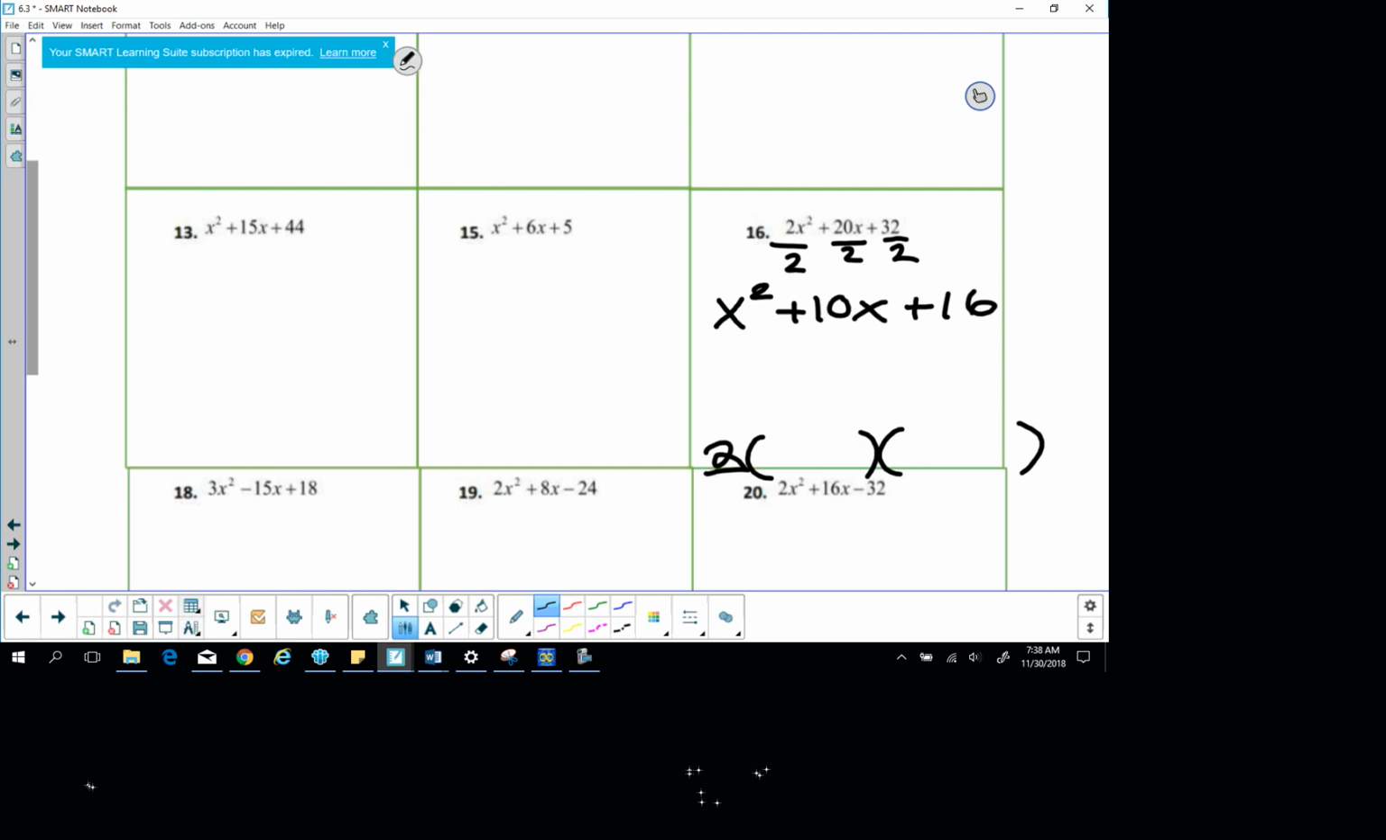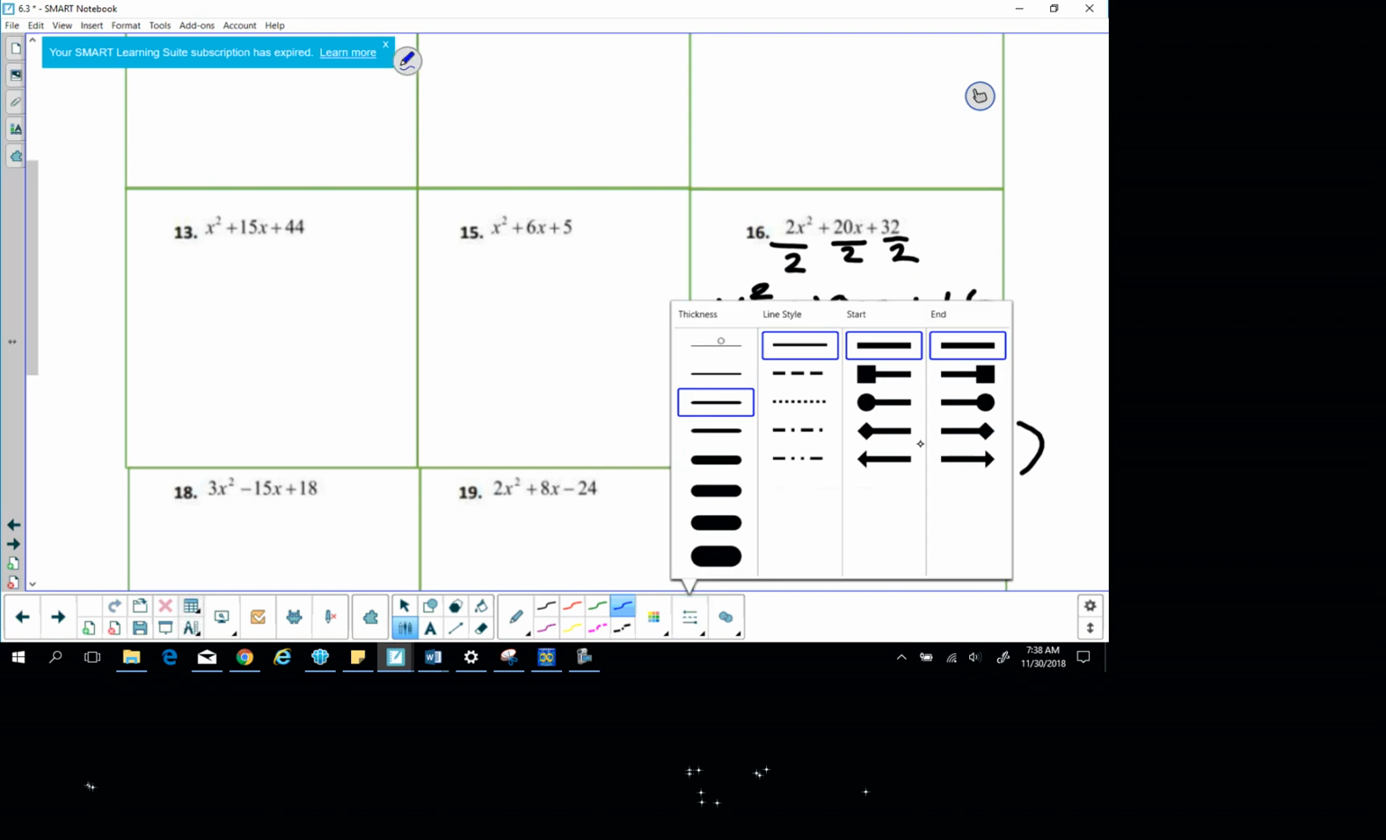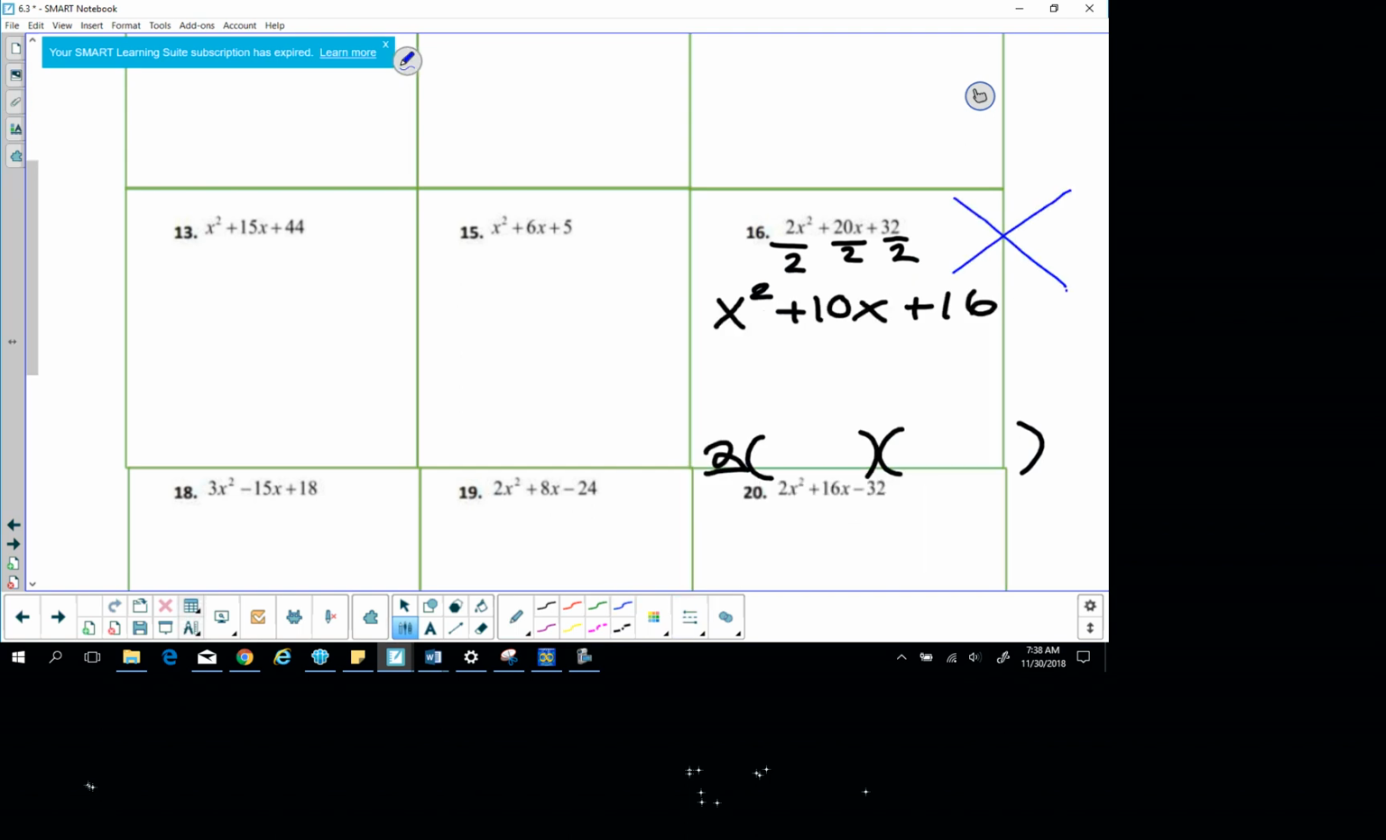That's all we're doing. And then you have to factor it. So then you do the ACB. My A is 1, my B is 10, my C is 16. So what's 1 times 16? 16. Multiply 16 and add to 10. What two numbers is that? 8 and 2. Ding, ding, ding. So I know my answer would be x plus 8, x plus 2.